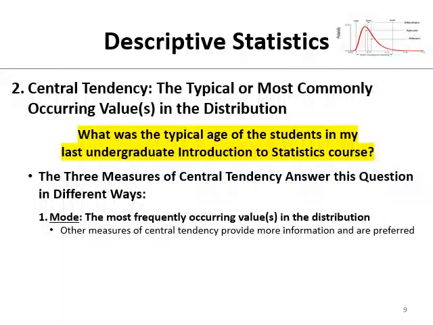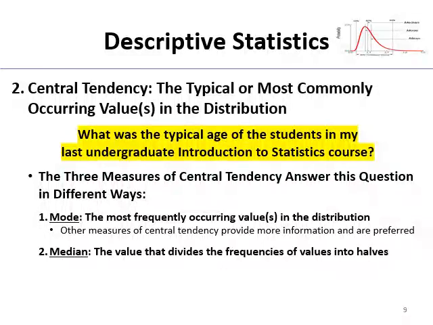The other measures of central tendency do more with the data than the mode, because the mode is just saying, look, that was the most common age. It doesn't take into account things like the magnitude of differences, etc. So it's just like, what's the most frequently occurring age?